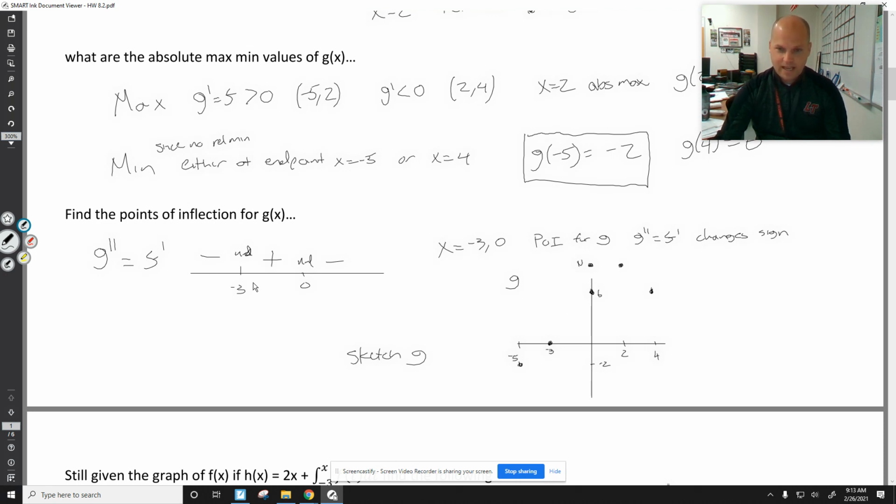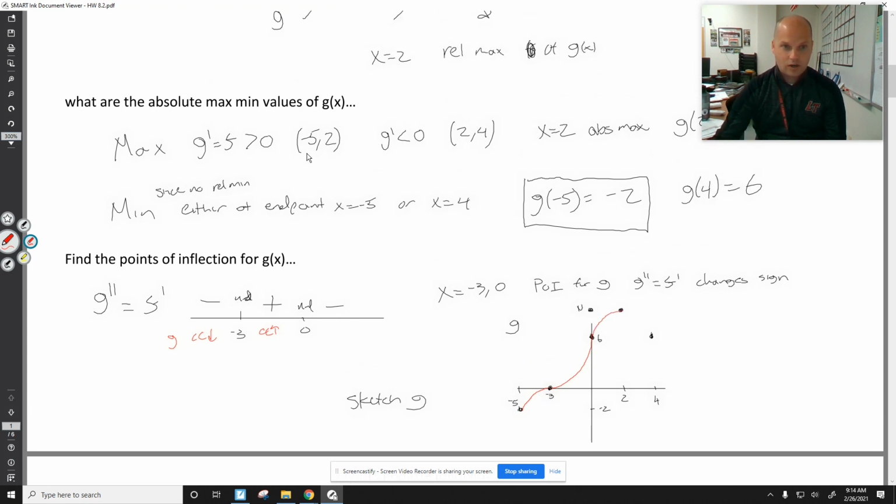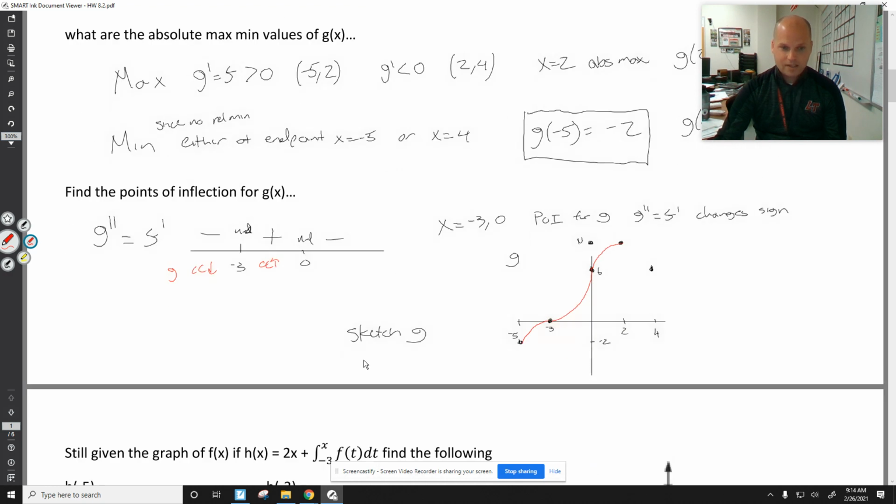But this tells me my concavity. This is telling me from -5 to -3, G is concave down. So I'm actually going to be going up, but concave down. Okay, then I'm going up, concave up until 0. Then from 0 to 2, I'm going to go up, concave down. And then I will start going down, concave down.